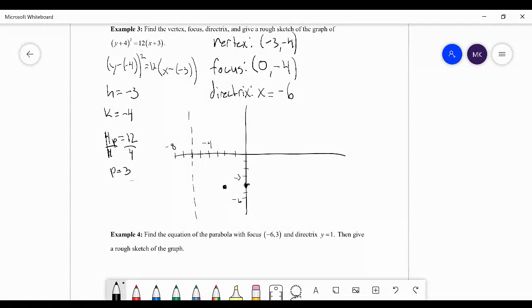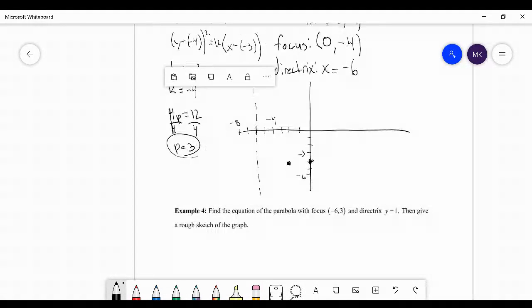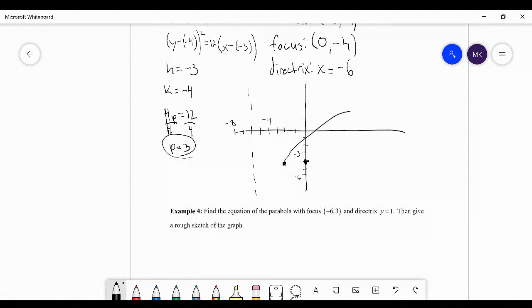Okay. Now our p-value is 3. So since we know we're opening horizontally and p is positive, we're going to be opening to the right. So I know this graph is going to roughly go like this. Again, always mind my terrible drawings.